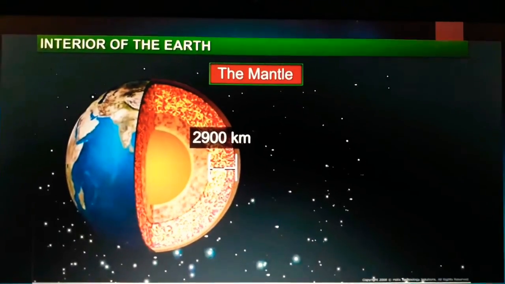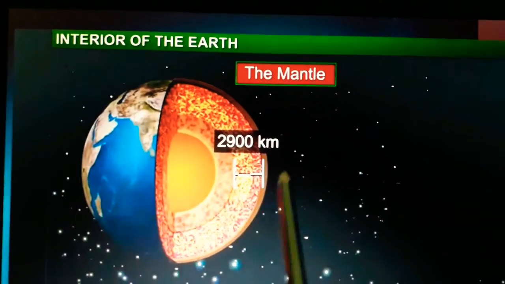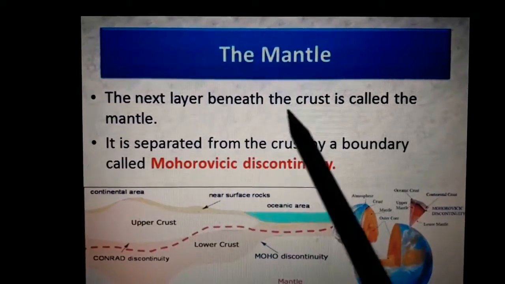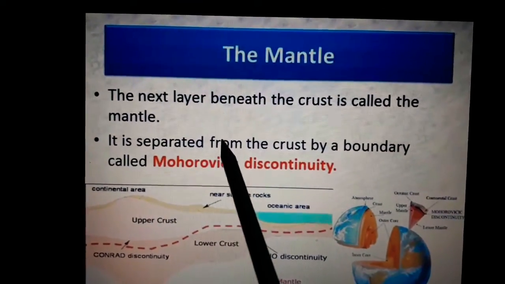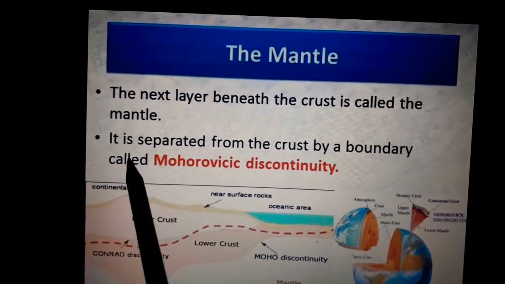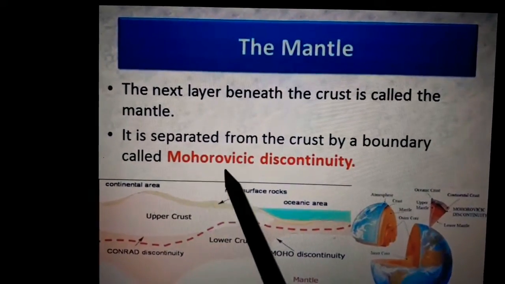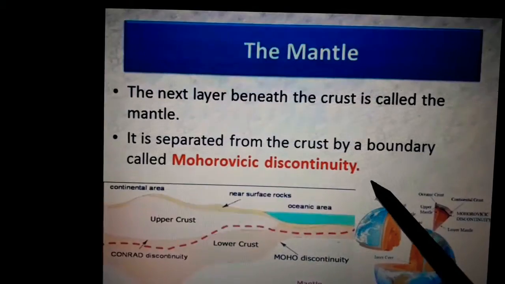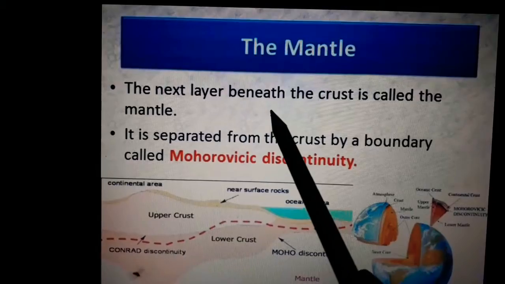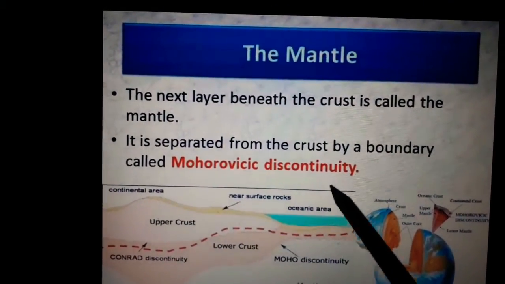Next we are going to learn about the mantle. Okay. Mantle, its thickness is about 2900 km. The mantle, the next layer beneath the crust, is called the mantle. Okay. The layer below the crust is called mantle. It is separated from the crust by a boundary called Mohorovičić discontinuity. Okay, so that boundary between the crust and the mantle is called Mohorovičić discontinuity.